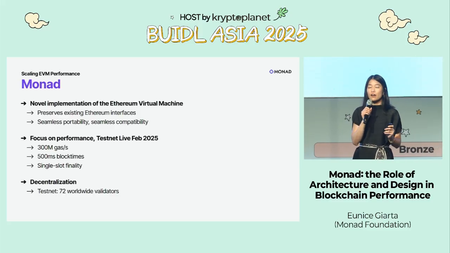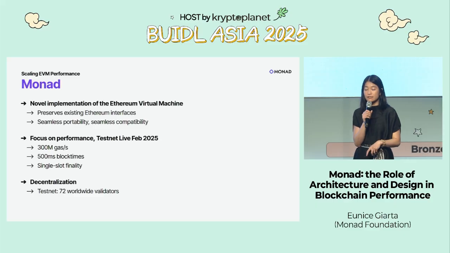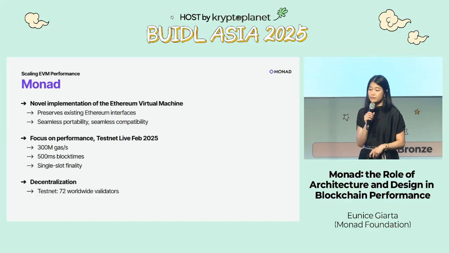Not only that, but it is also maintaining decentralization. Right now on testnet, there are 72 worldwide validators, and the expectation is that that number continues to increase and diversify across the globe.